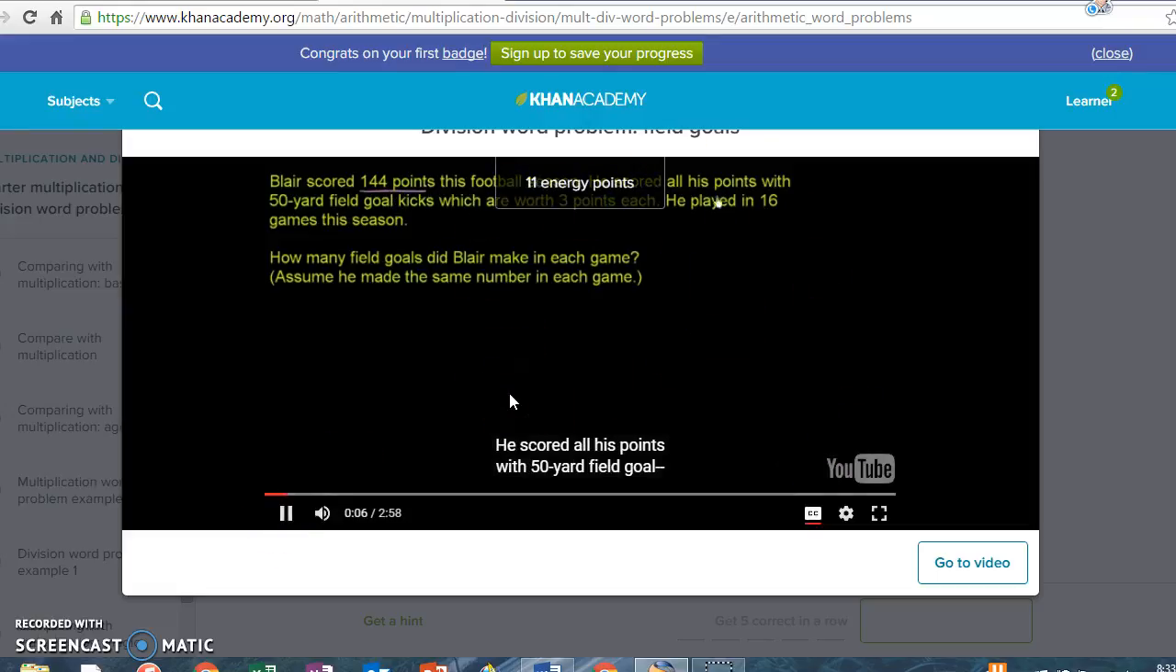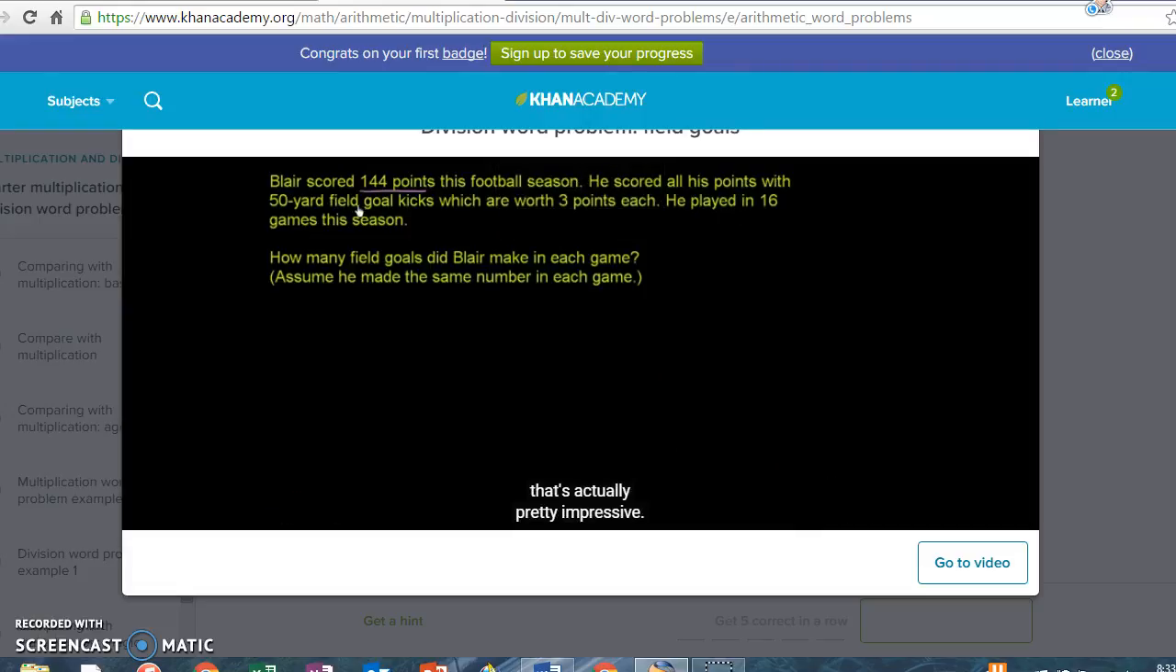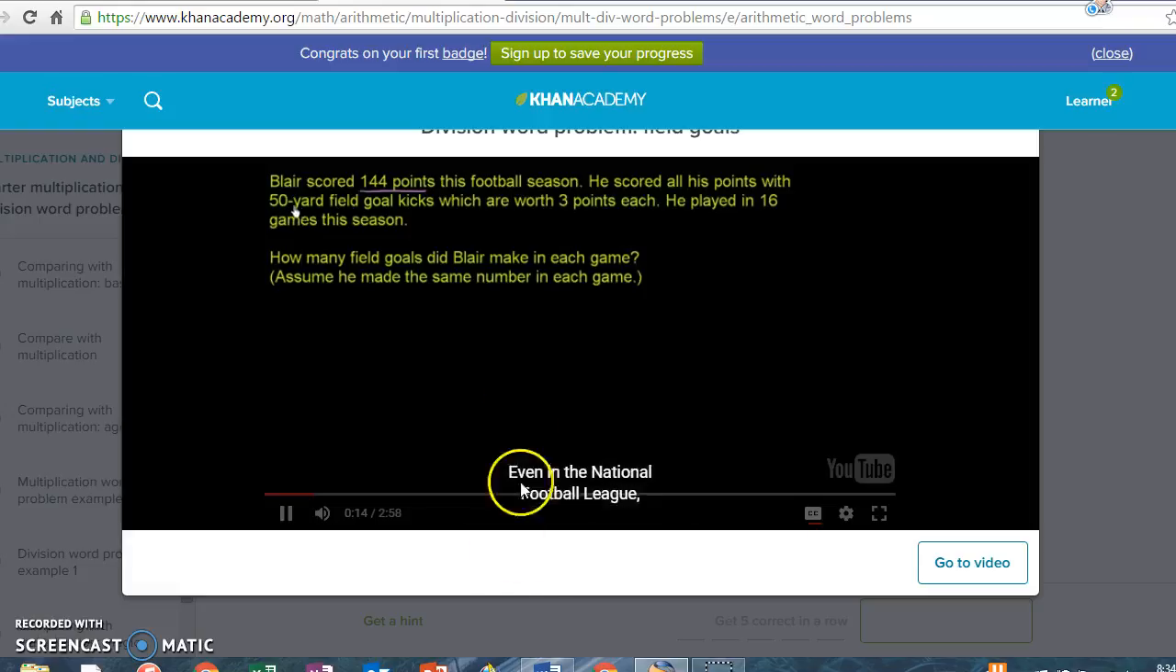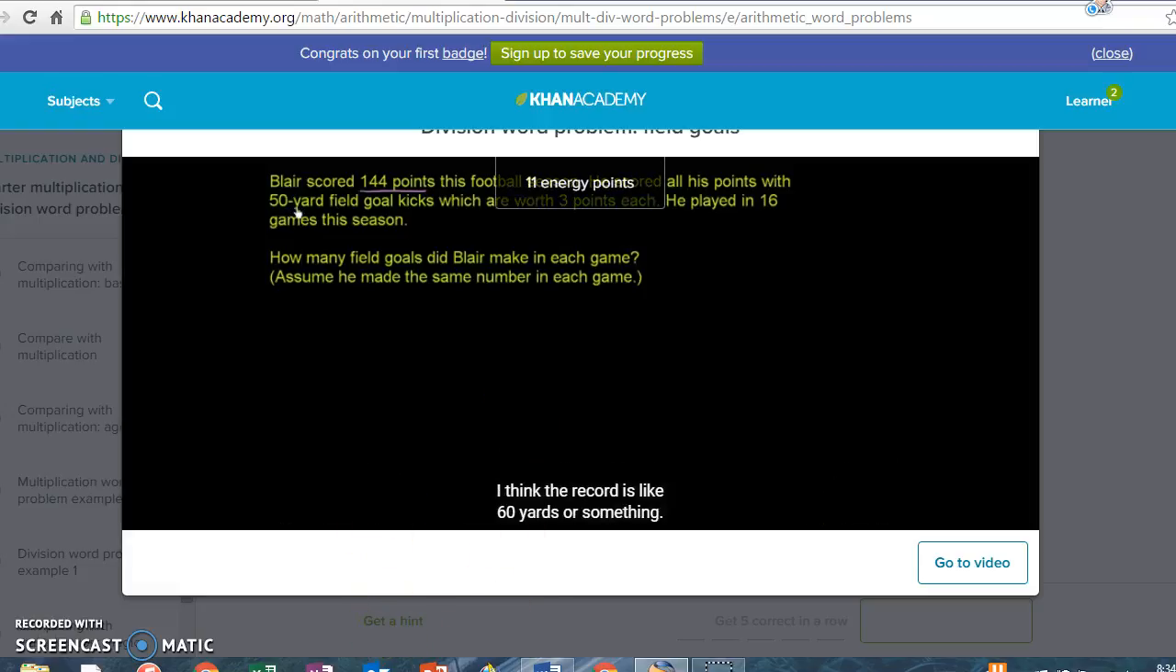44 points this football season. He scored all his points with 50-yard field goals. That's actually pretty impressive. 50, that's like close to record breaking. Even in the National Football League, I think the record's like 60 yards or something. So Blair seems like a fairly impressive individual. He scored all of his points with 50-yard field goal kicks. I'm just underlining that because I'm impressed by how far those field goals are, which are each worth 3 points. So a field goal in American football, I should clarify for those of you from other countries who think we're talking about soccer, a field goal is worth 3 points each.